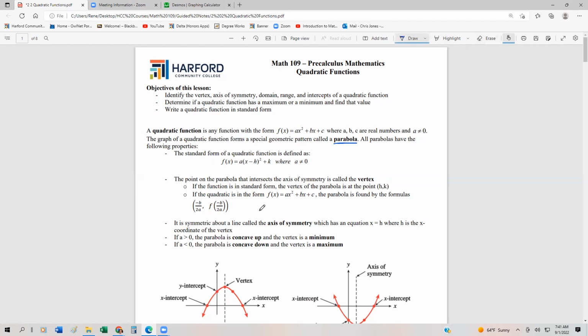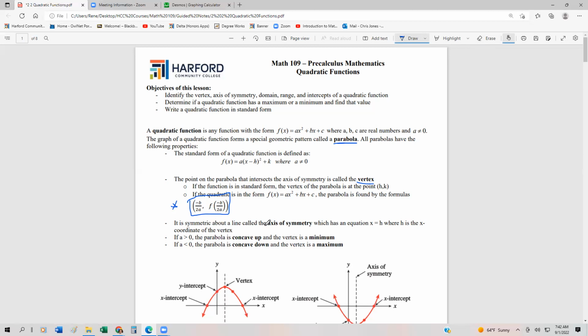Then every parabola has an axis of symmetry and a point called a vertex. The vertex is essentially going to be the highest or the lowest point on the parabola. If it's in standard form, then the vertex occurs at the point (h, k). Sometimes it's in standard form and sometimes it's not. But if it's not in standard form, we can use this formula to find the vertex. This is an important formula because it's going to help us not only to find the vertex, but also the equation of the axis of symmetry.